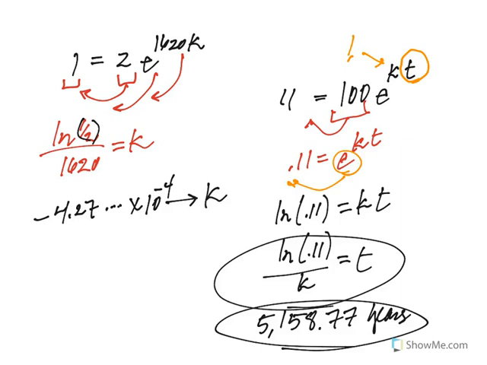I think that makes sense. Look, if it's 11%, it's going to be 50% after 1,620 years. There are a few halvings that need to happen before it gets down to actually 11% of the original. So that seems like a reasonable answer.